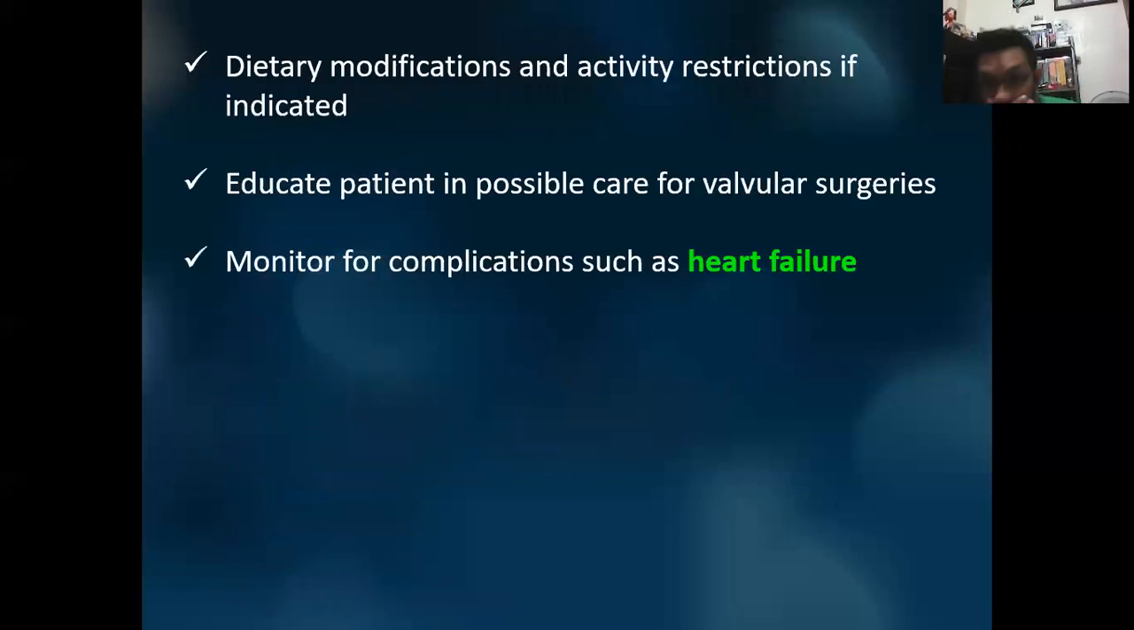Dietary modifications are needed as well to control the intake of salt. For example, because salt can attract water, water can be increasing the blood volume. Water can contribute more to the blood volume of the patient, increasing the blood pressure. And activity restrictions if it is indicated by the doctor.